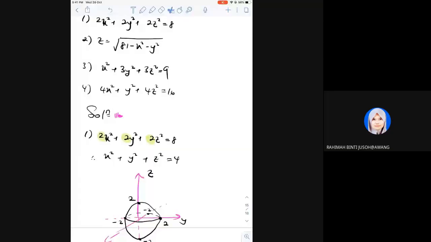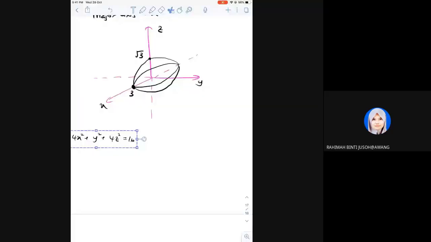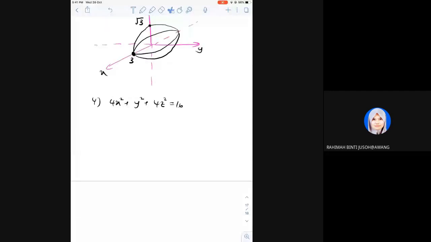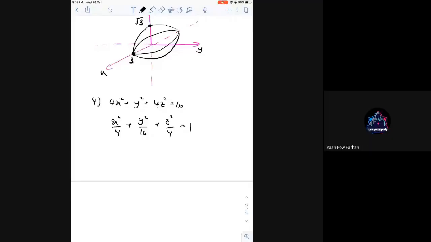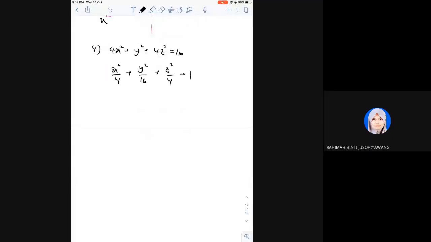Question number 4. Which is the major axis? Divide everything by 16, we have x squared over 4, y squared over 16, z squared over 4 equals to 1. So along the Y axis, what is the shape of this ellipsoid? Major axis Y.